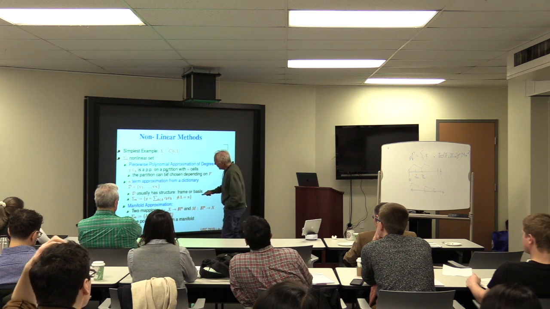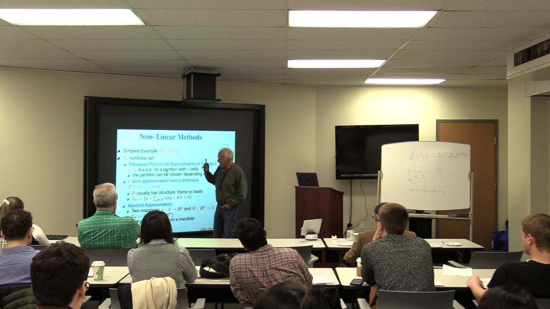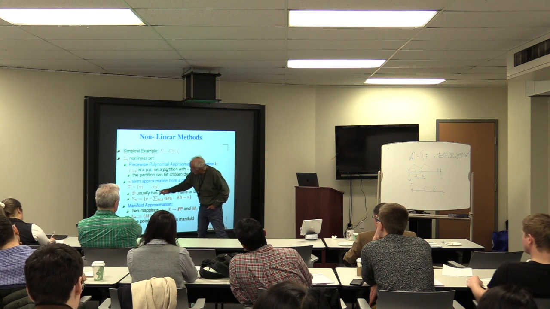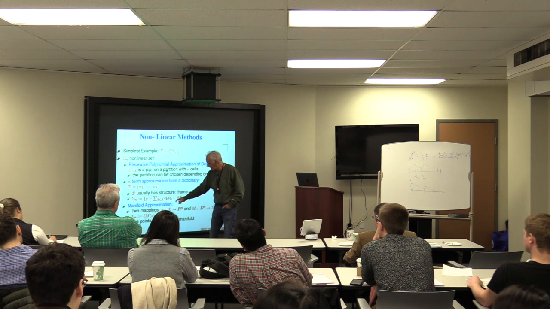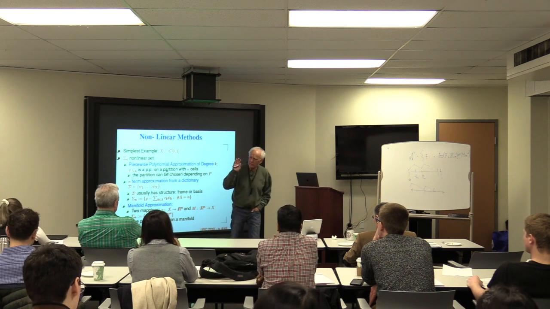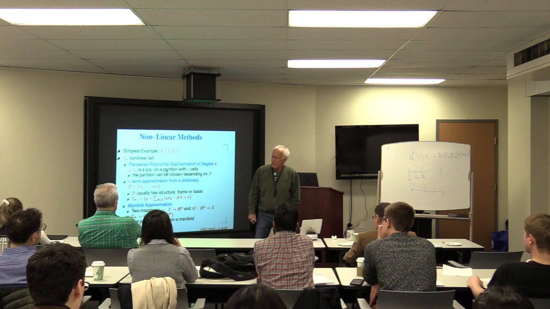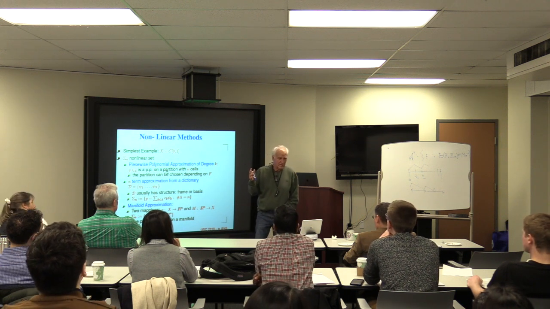So we have this dictionary, and this usually has a lot of functions. Capital N here is large. And then whenever we want to approximate, we reach inside here and pick 7 of them, a linear combination of 7 of them, and that's how we approximate. So that's 7-term approximation.